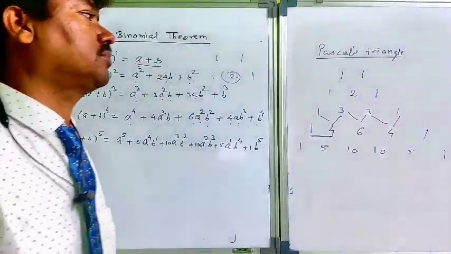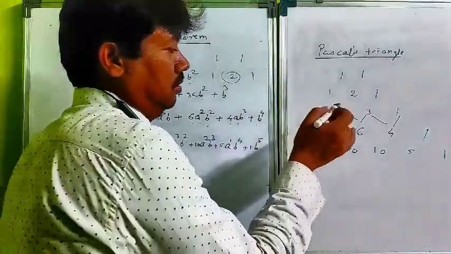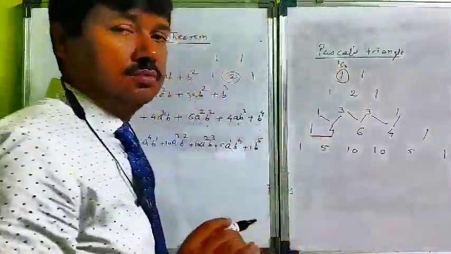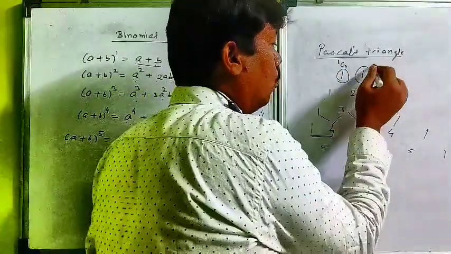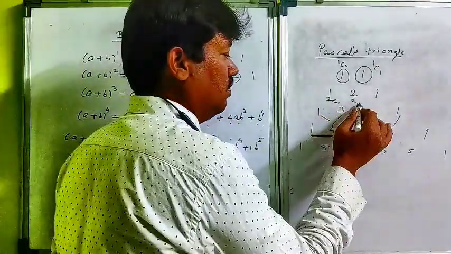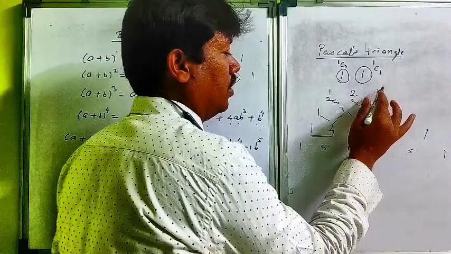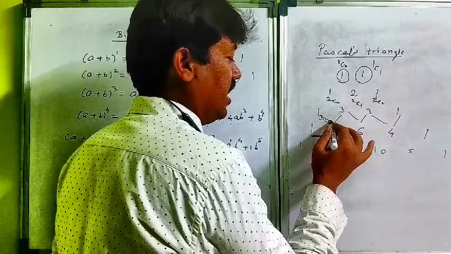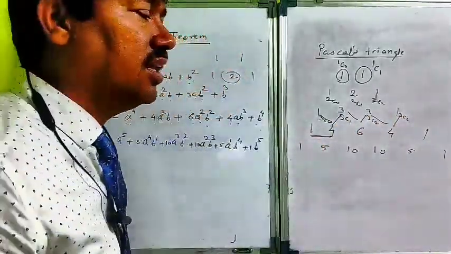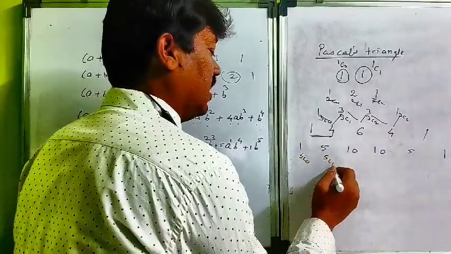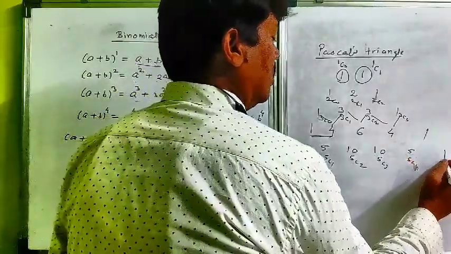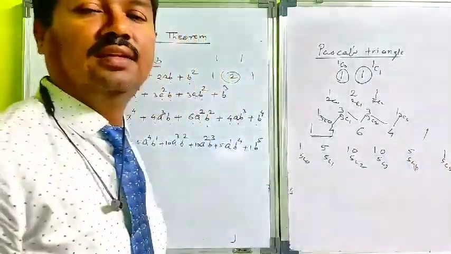So here, the Pascal triangle will give you 1. The 1 is nothing but 1C0. The next one is 1C1. Similarly, it is 2C0, 2C1, 2C2. Then it is 3C0, 3C1, 3C2, 3C3. Basically these expressions are 5C0, 5C1, 5C2, 5C3, 5C4, and 5C5, like this.